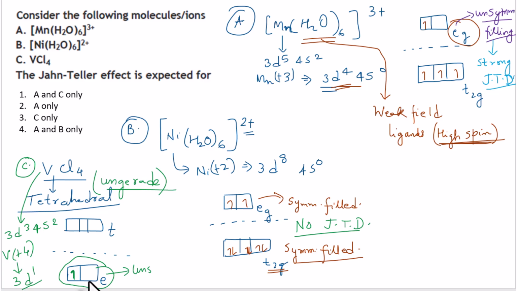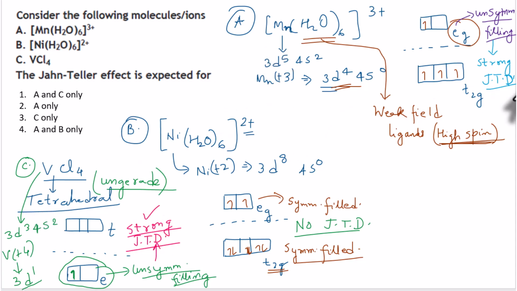The e orbitals, two orbitals having only one electron, that kind of filling is unsymmetrical filling. So that is why the e orbital will be unsymmetrically filled, and unsymmetrical filling of the e orbital gives rise to a strong Jahn Teller distortion. So vanadium tetrachloride, VCl4, will show a strong Jahn Teller distortion.